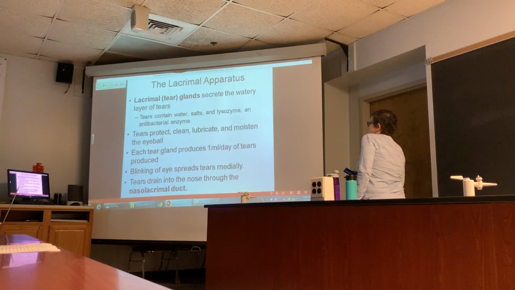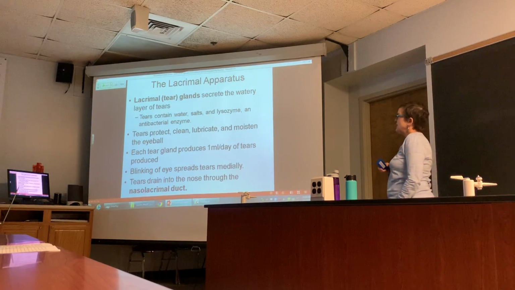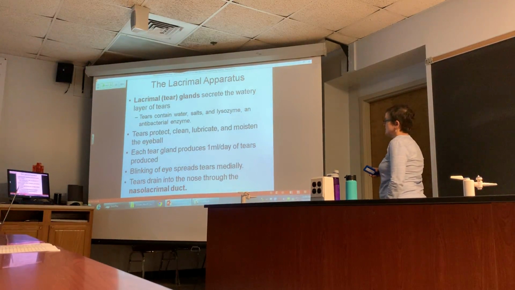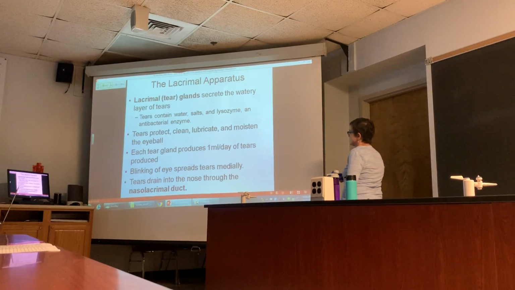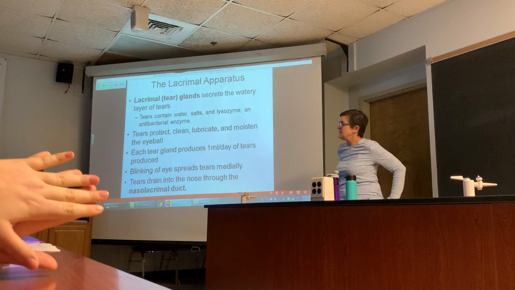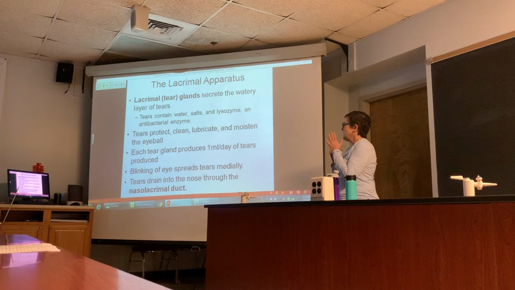Now, lacrimal glands are what we consider to be the tear glands. I'll show you where they're located. They secrete the watery layer of the tears, and they contain water, salts, and lysozyme, which is an antibacterial enzyme that helps prevent infection. Of course, this keeps the eyes clean. It helps wash away irritants and lubricates the eye. You only produce about 1 milliliter a day of tears, which is why you need that oily layer to hold on to that 1 milliliter.